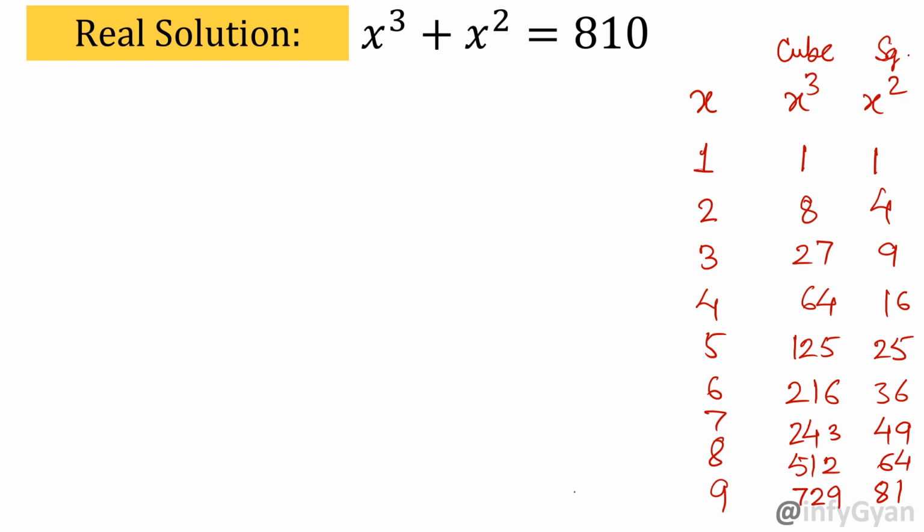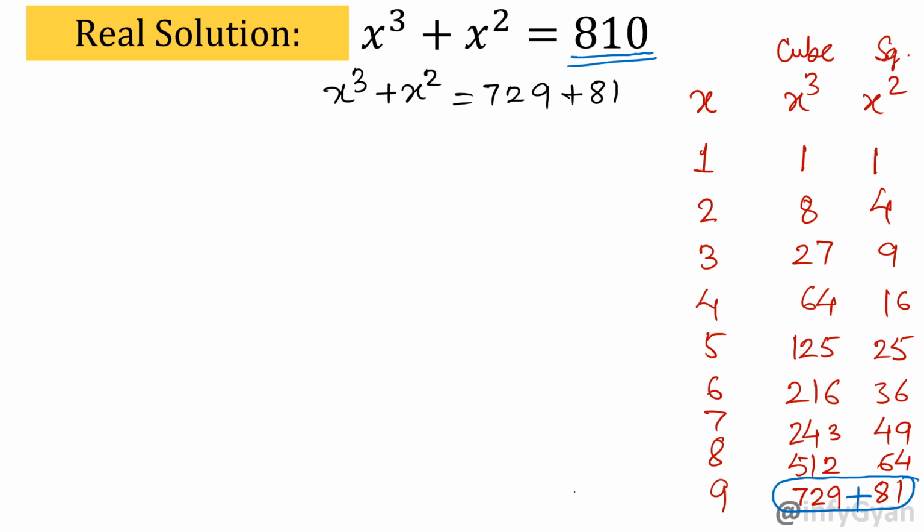Now if you observe the last cube and square addition, if I add both the numbers 729 and 81, then that addition will come out 810. Okay, let us consider that. I am going to write this as x cube plus x square equal to 729 plus 81. This part is done. 729 plus 81 is 810.